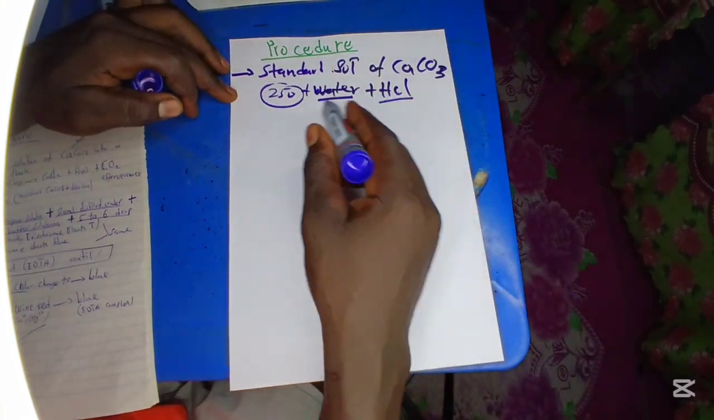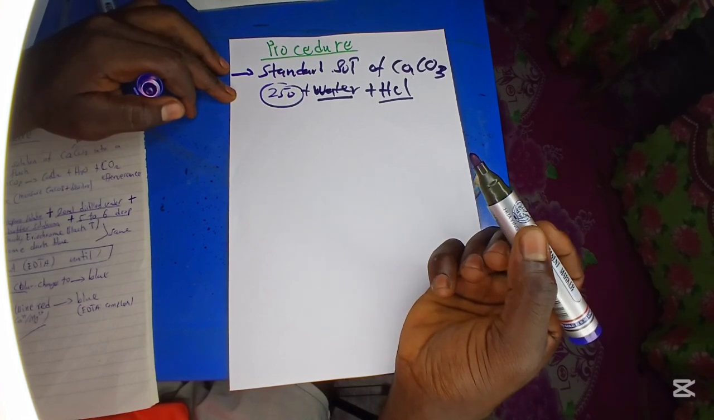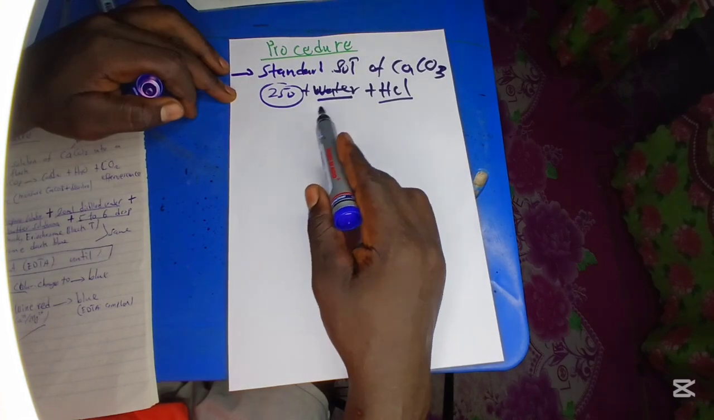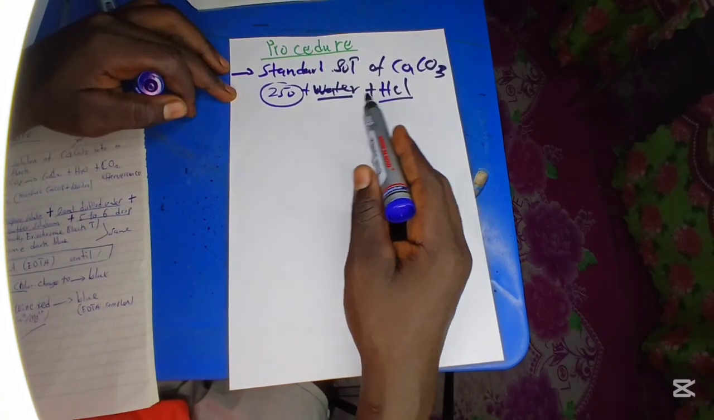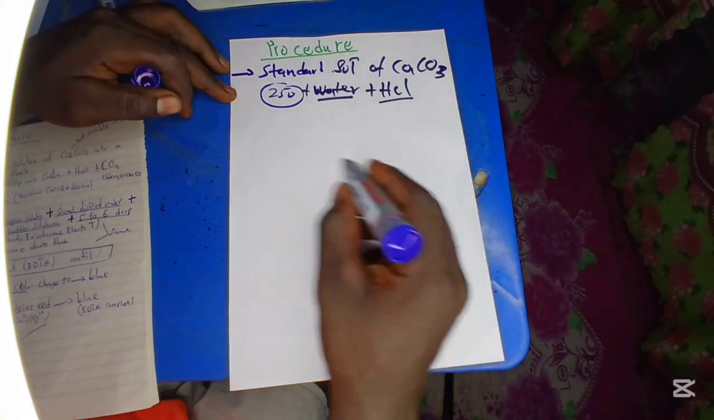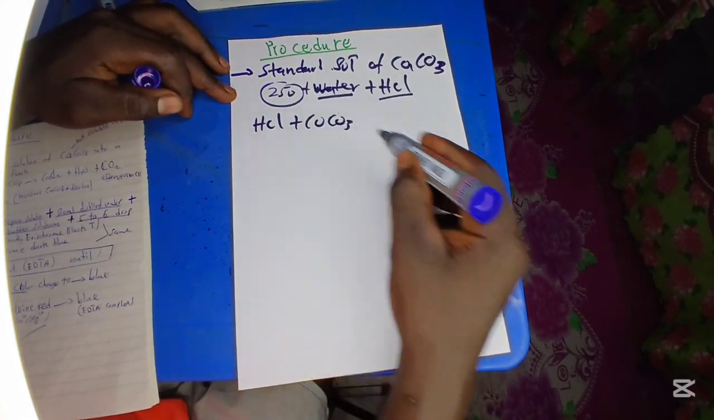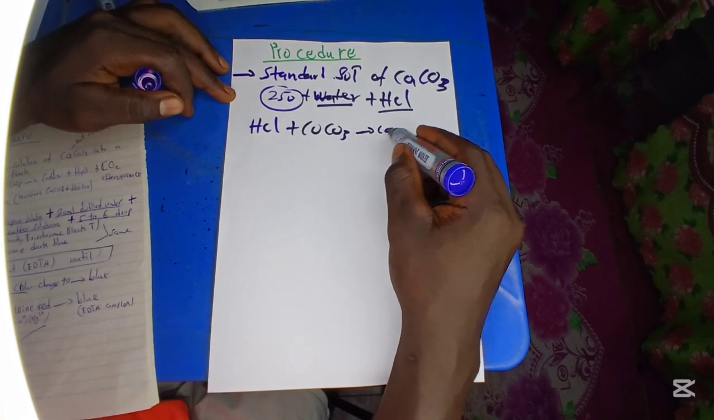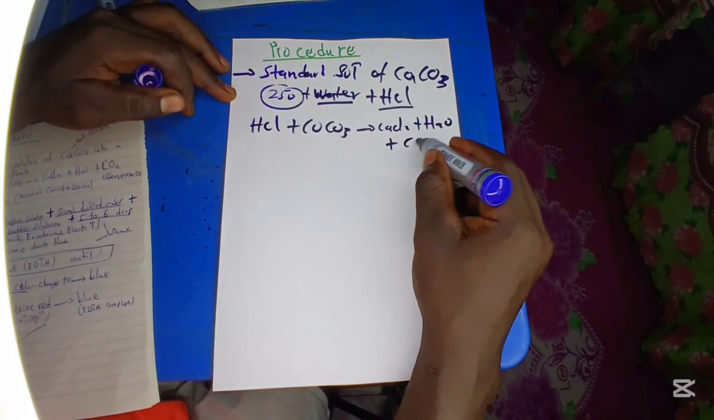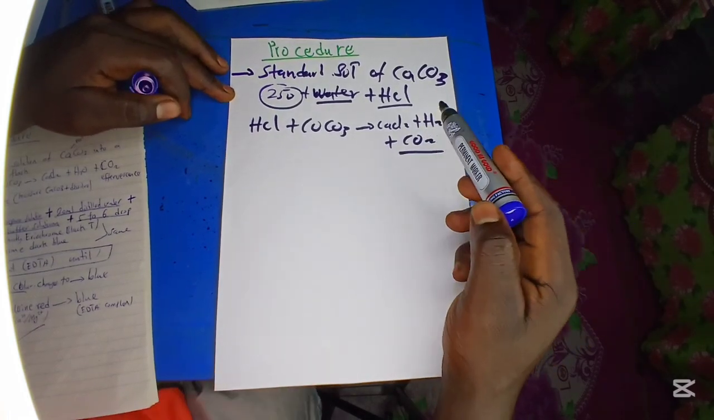If you check this mixture very well, you will see that there is going to be an effervescence in the mixture that you form. And what causes that? Our HCl plus our calcium carbonate is going to give us calcium chloride plus water plus carbon dioxide. And this carbon dioxide is what is causing the effervescence in the solution.